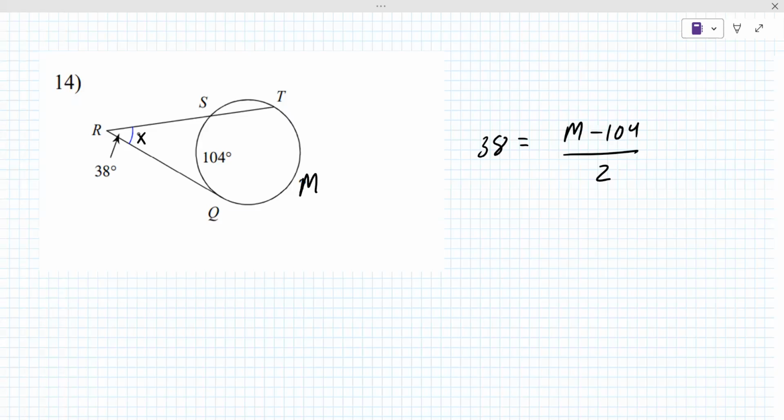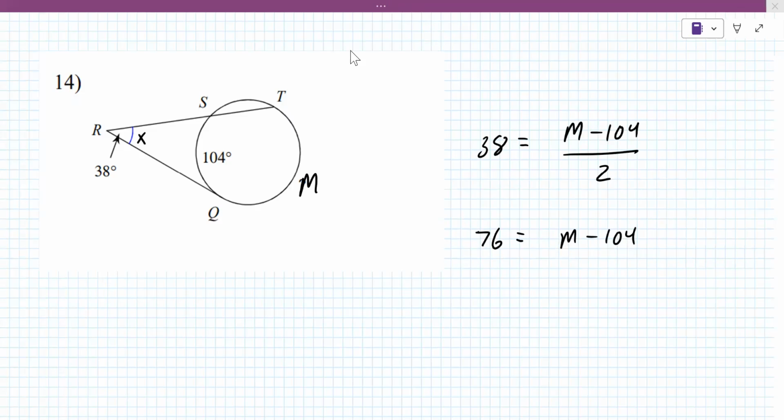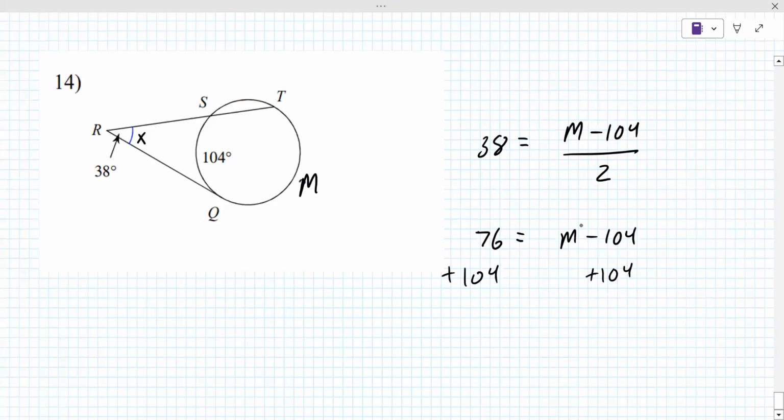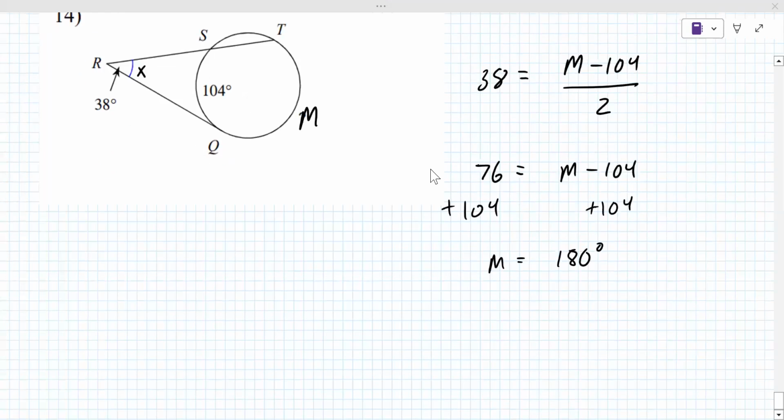38 times 2 is 76. So 76 equals M minus 104. Then I would subtract 76 from both sides? You look at the side with the variable. The side with the variable has an M in it, and it's minus 104. So you want to undo the minus 104. How do you undo that? I would add 104. Yes. So M equals 180.